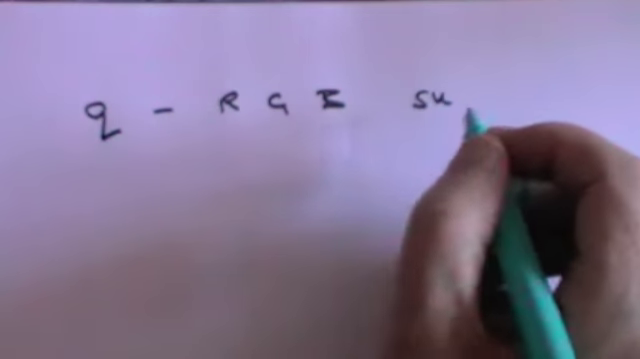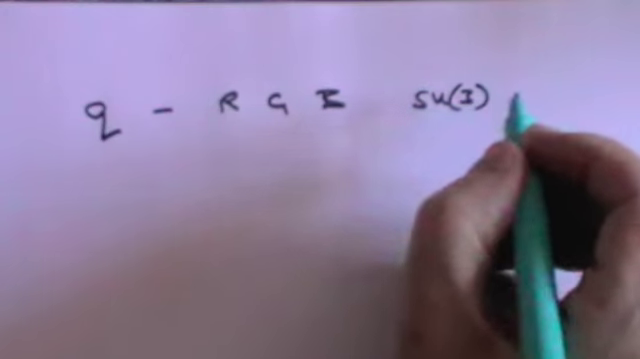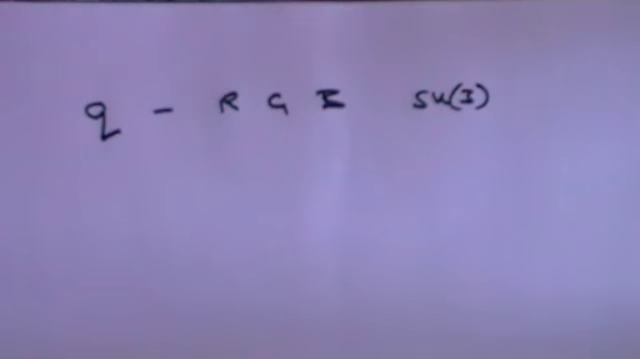There are three colours, and quarks can change their colours. And they change it by rotating. And we use the rotational matrix, the special unitary matrix, SU3, to achieve that.